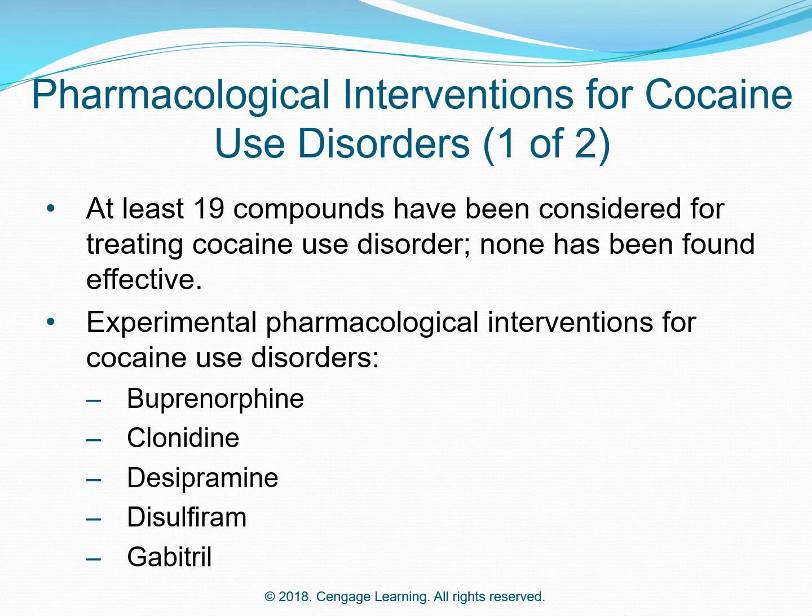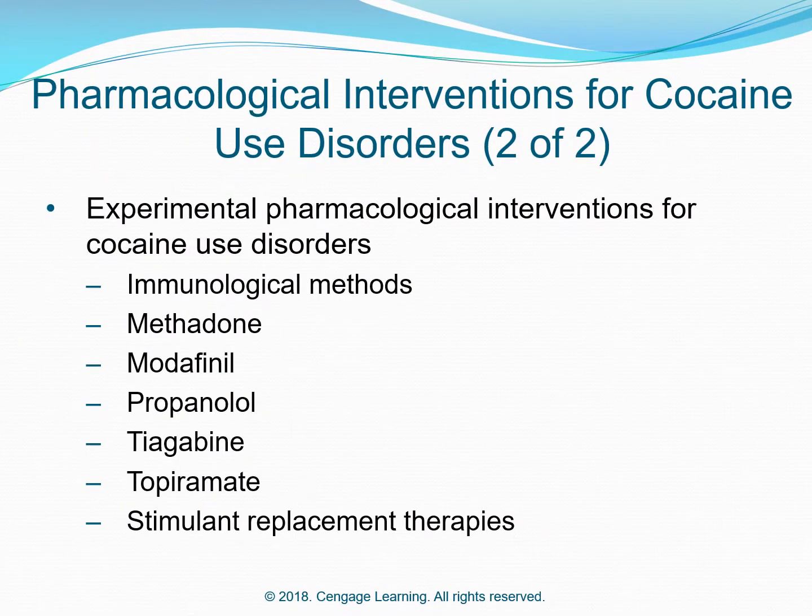Pharmacological interventions for cocaine use disorders. At least 19 compounds have been considered for treating cocaine use disorder. None have been found effective. Experimental pharmacological interventions for cocaine use disorders: clonidine, desipramine, bupropion. Experimental pharmacological options also include methadone, propranolol, stimulant replacement therapies.